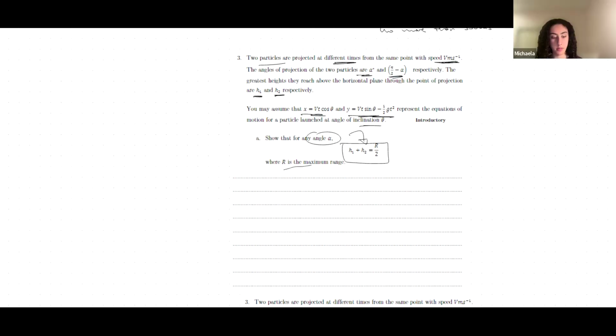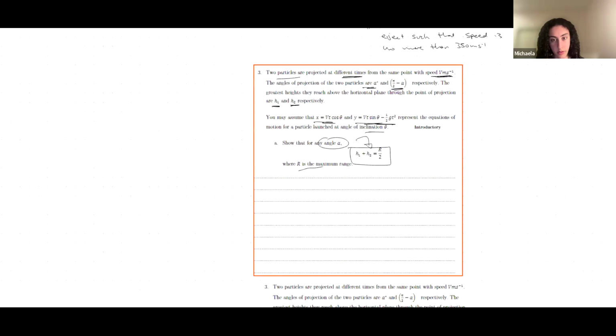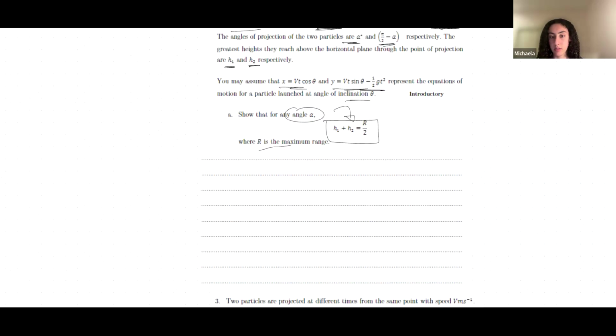When it says R is max range, does that just mean if any one of those particles were projected at 45 degrees, like the max one of them could go? Yes. So I'd probably find X when theta's 45. Can I just assume that it's max when it's 45? No, you can assume that. So you're going to solve for range first. Yep, that's perfectly fine.